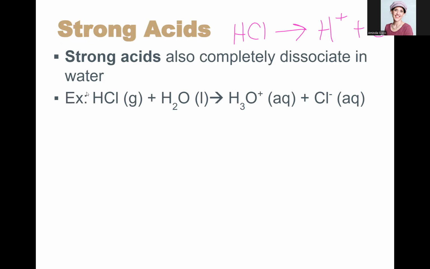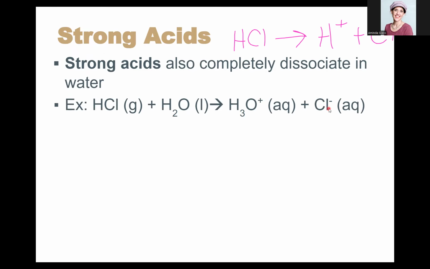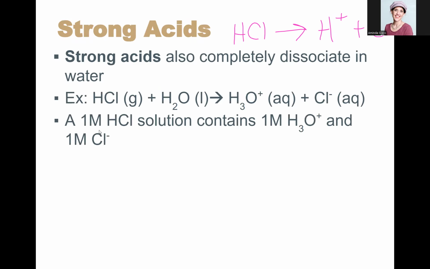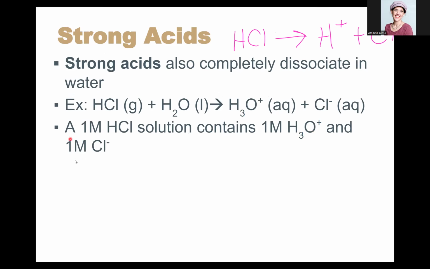So here you have hydrochloric acid plus water, and you have your hydronium ion and your chloride ion. A 1 molar solution contains 1 molar solution of hydronium ions and a 1 molar solution of chloride ions. If we had a 2 molar solution of hydrochloric acid, we'd have 2 molar solution of hydronium ions and 2 molar solution of chloride ions.